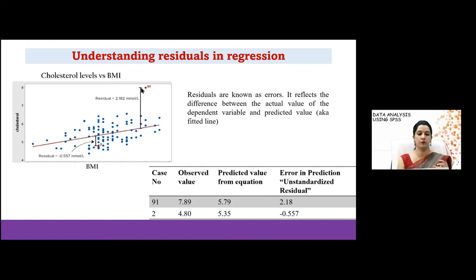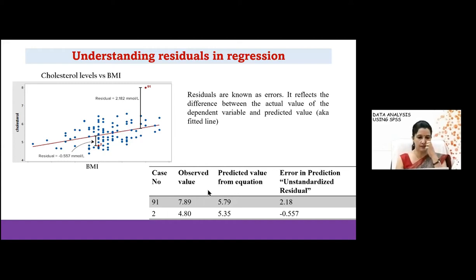Now, in this example, you can see there are two cases. This is case number 91. So for case number 91, what is the observed value? It is somewhat 7.89. For the predicted value, you draw a vertical line connecting that value, and the other point should be on that regression line, the most fitted value. So you can see from the y-axis that the predicted value from the equation is 5.79.